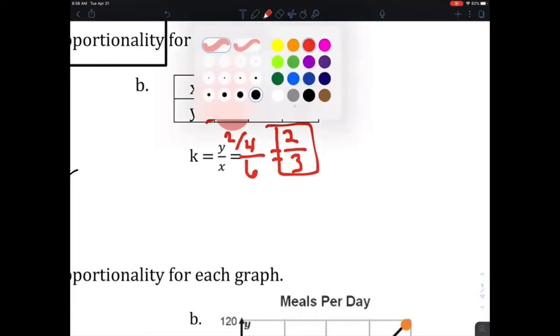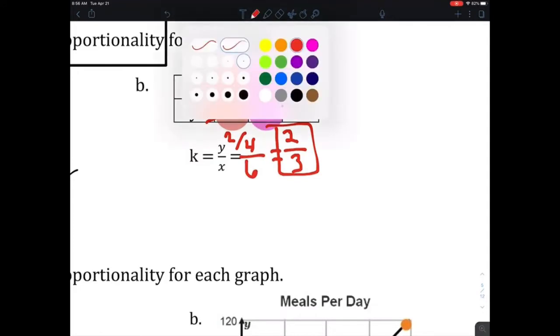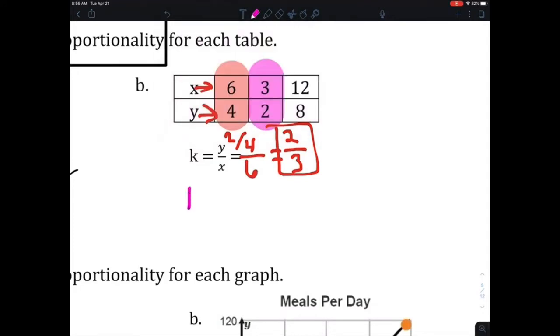My next one I'm going to do in pink. Same concept. k equals y over x equals, my y value here is 2, and my x value right here is 3. That's already in simplest terms, so we don't need to do anything with that. But notice how we're getting the same constant proportionality right there.